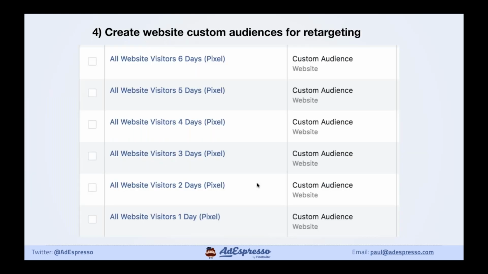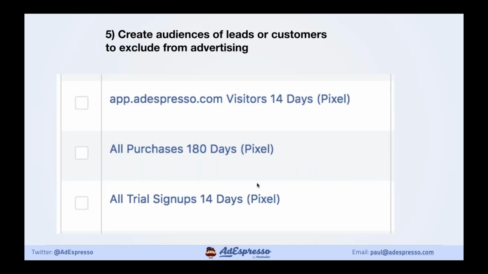Number 4, we can be looking at creating custom audiences for retargeting. So this allows you to build that advertising funnel where we can get people through to our website and we can be remarketing them there. 5 is that we can be excluding people from different stages of the funnel. So for example, if we've got purchasers, then we can build an audience of those and then we can stop running our cold traffic ads to them.